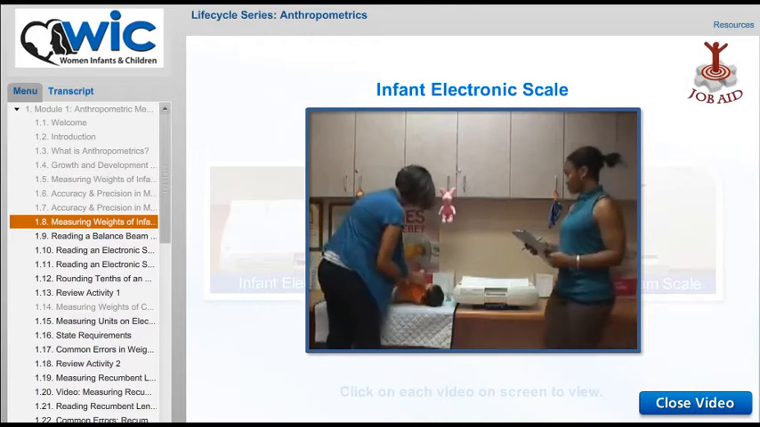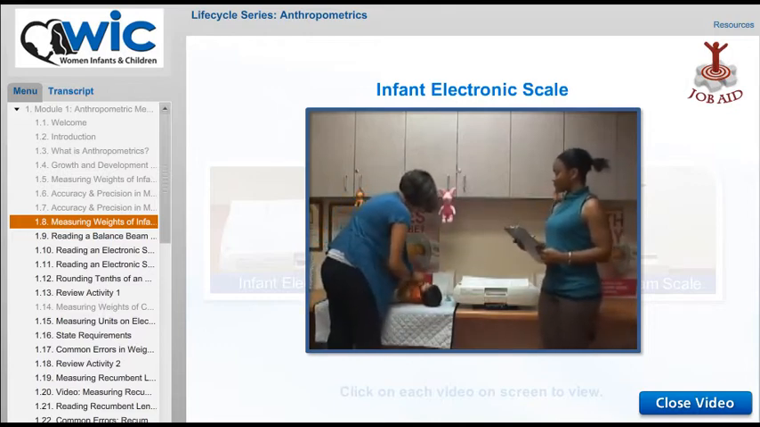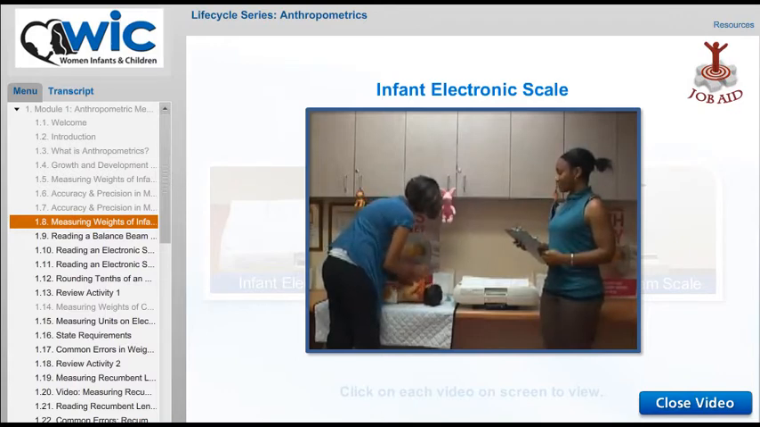Also, have the caregiver check the infant's diaper and change it if needed, because a full diaper could weigh up to 2 pounds. Make sure a paper liner is placed onto the scale before weighing and that the scale is on and set to 0.